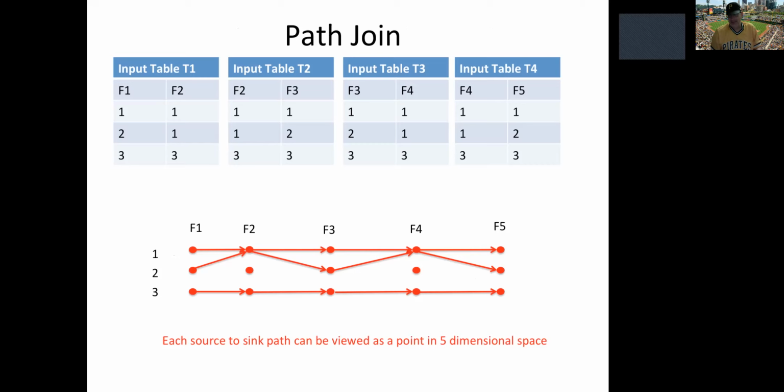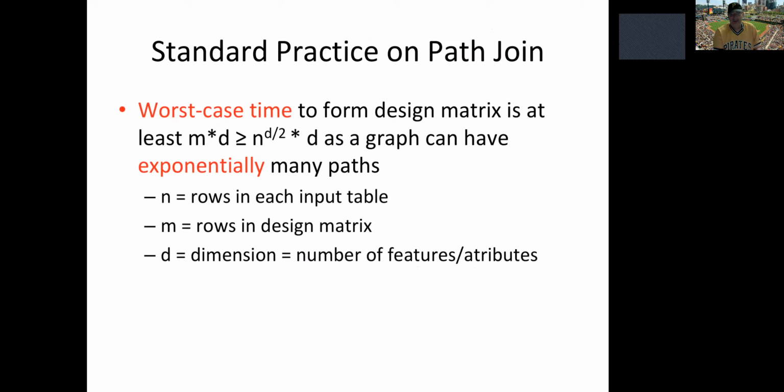So it's a sequence of bipartite graphs. Each path here from the F1 level, attribute F1, to the F5 level is a row in the join. So I want to find the path that is closest to the origin.